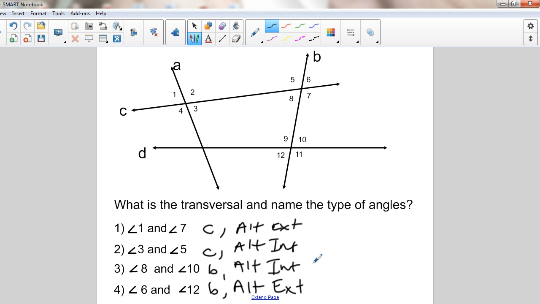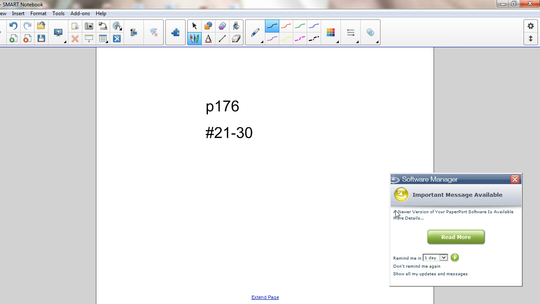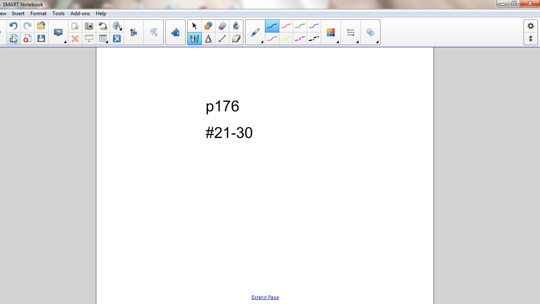Okay. They didn't do any corresponding. For example, corresponding would be in the same position. 2 and 6. Those are corresponding. So that's a review of what we talked about earlier today. And that's the assignment you did in class.